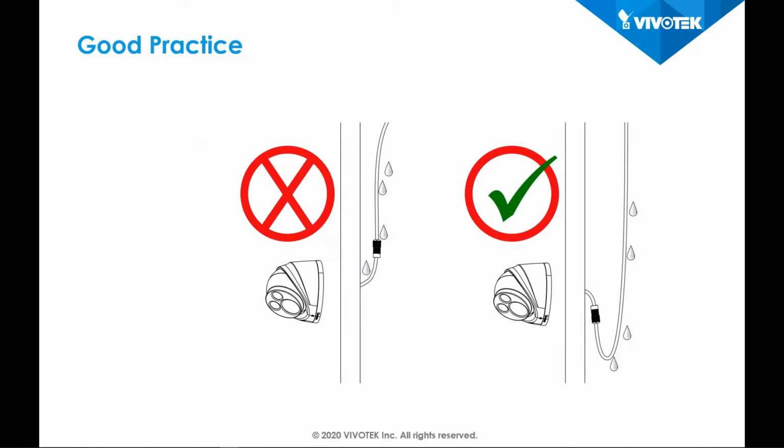It is also good practice to form a drip loop on the back-end cable. Leakage or moisture can gather in condensation into water drops and run along the cable. A drip loop is going to ensure that no water gets into the camera.